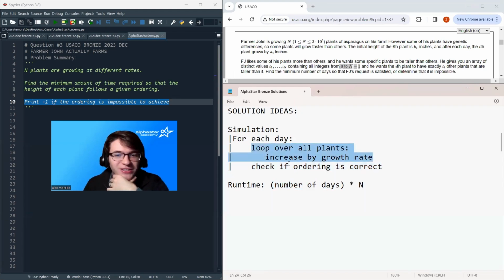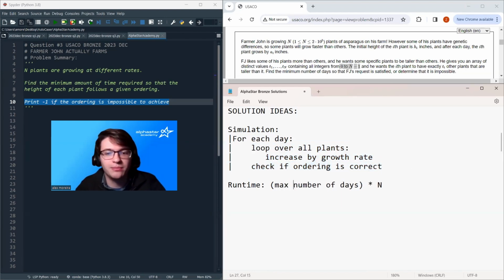You loop over all the plants, and then you check if the ordering's correct. The runtime of this is going to be the maximum number of days required times n. And you should always ask yourself, whenever you have an algorithm idea, is this fast enough? And here we can see in the problem statement, n is 2 times 10 to the fifth, also known as 200,000.